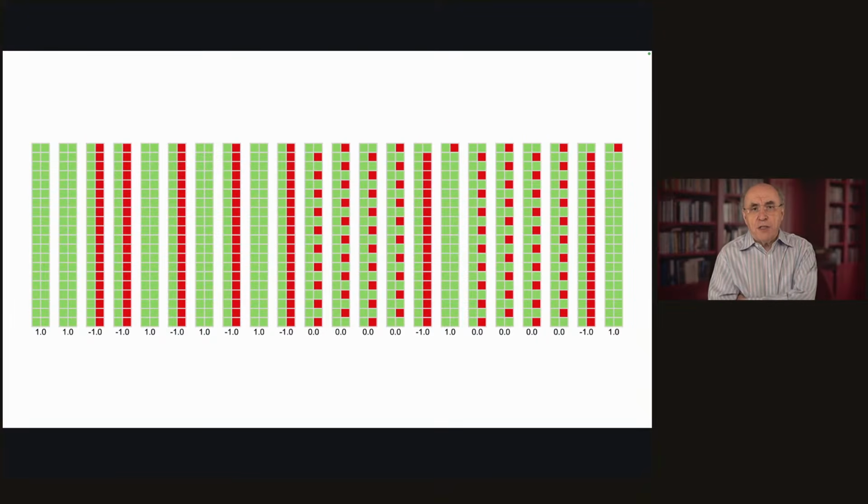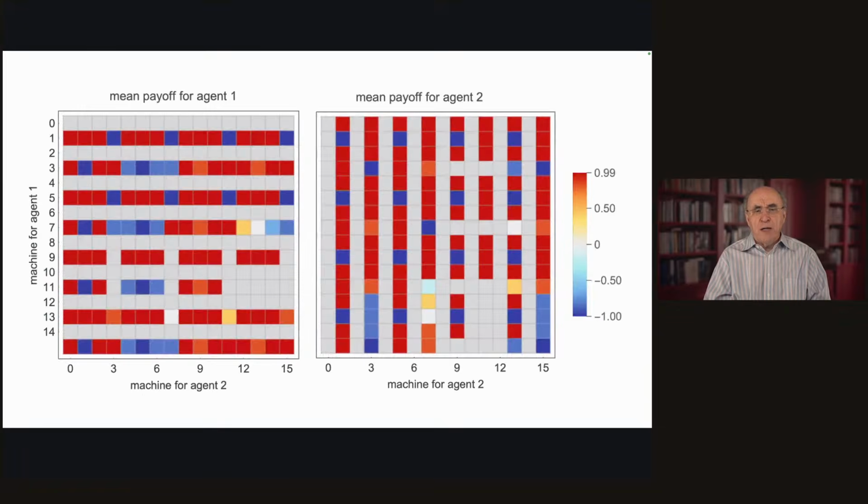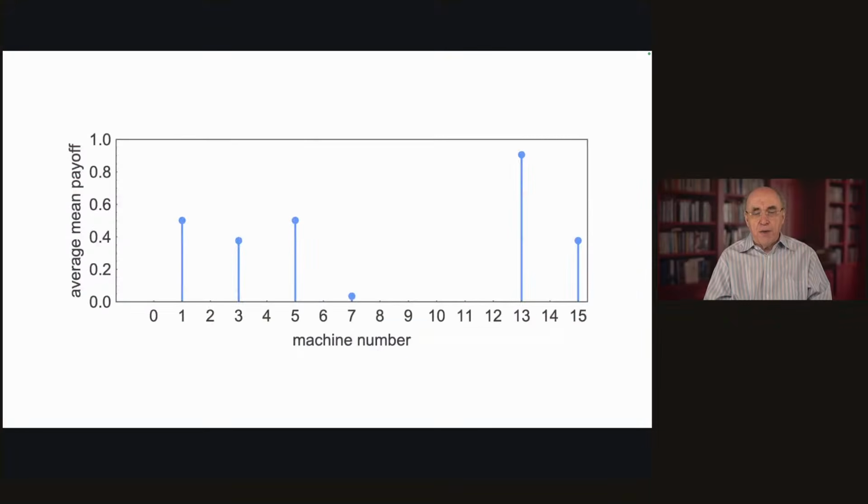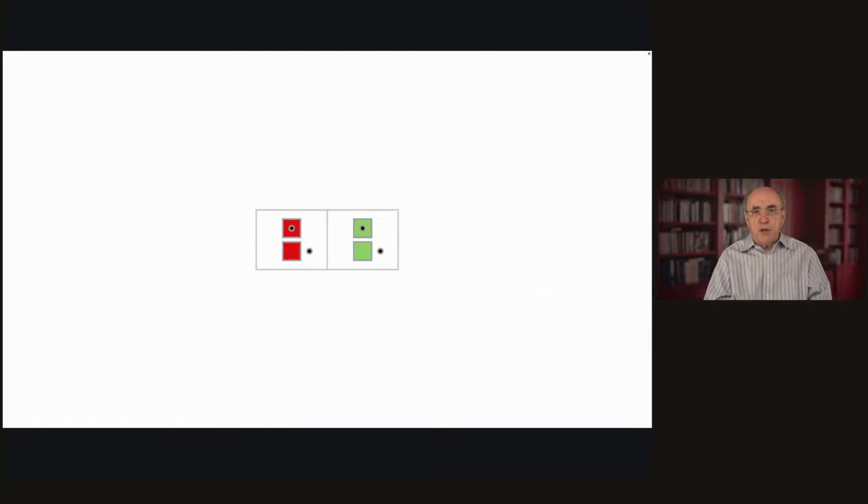So what about Turing machines competing with Turing machines? To keep things manageable, we can look at 1-state Turing machines, of which there are only 16, with 2 colors, and running each of these machines against each other, the array of mean payoffs is this. This is the array of average mean payoffs, where the gray parts are for machines that just don't halt. So the average mean payoff for each of these machines is given by this, and the winner among all the machines is Turing machine 113.